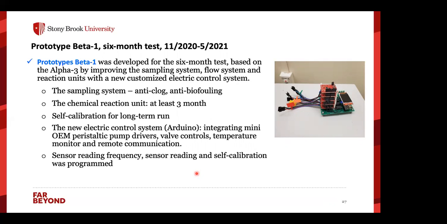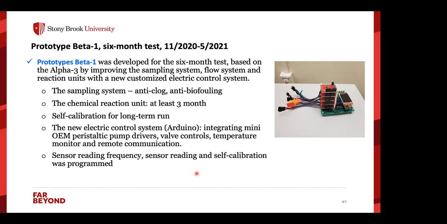We updated the sampling system and the electronic system. I updated the chemical reaction system inside. I added a self-calibration inside for long-term runs. Based on our 1 month test, I checked all the components inside when I came back to the lab, to figure out any biofilm or clog that happened in the 1 month test. So we have to upgrade it. We have to improve all the parts that had potential problems.